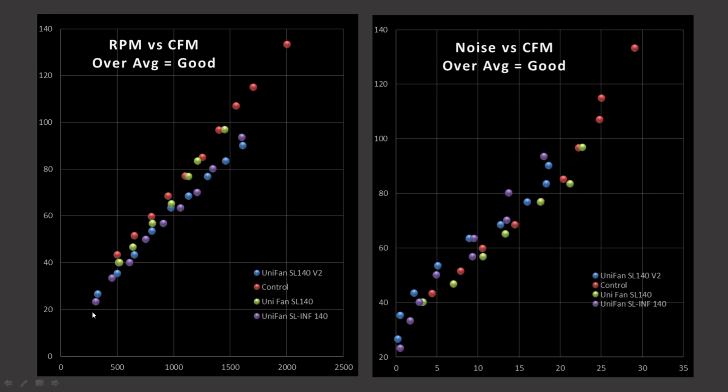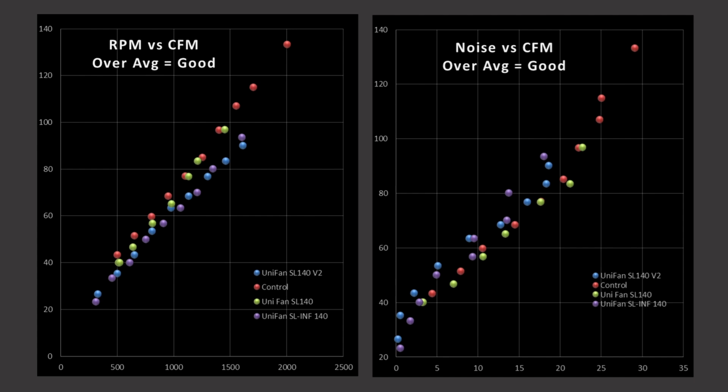So back to the graphs. This is very similar to the heat-sink testing. Better fans top left, worse fans bottom right. And we got the blade efficiency graph. They all pretty much line up very closely with one another. Here, the control fan is just straight up the A14.